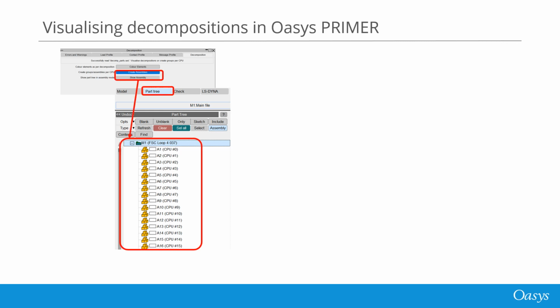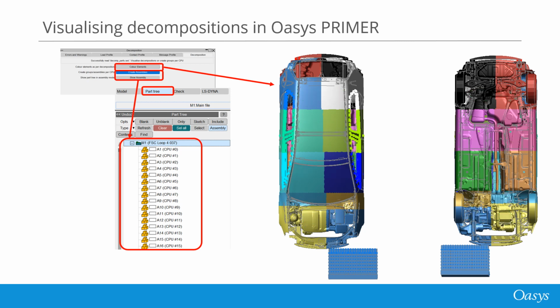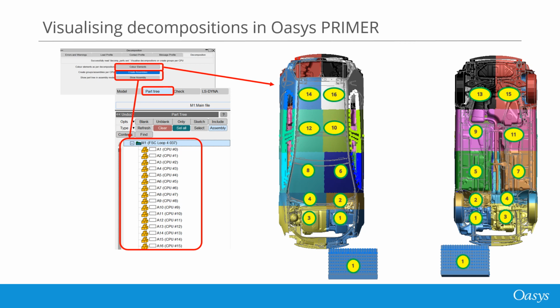Show assembly will show the part tree in assembly mode so you can easily visualize the new assemblies. The color elements option will change the color of the elements in the model according to how the model was decomposed by LS-DYNA. Here you can see the decomposition of a front crash model with 16 CPUs.